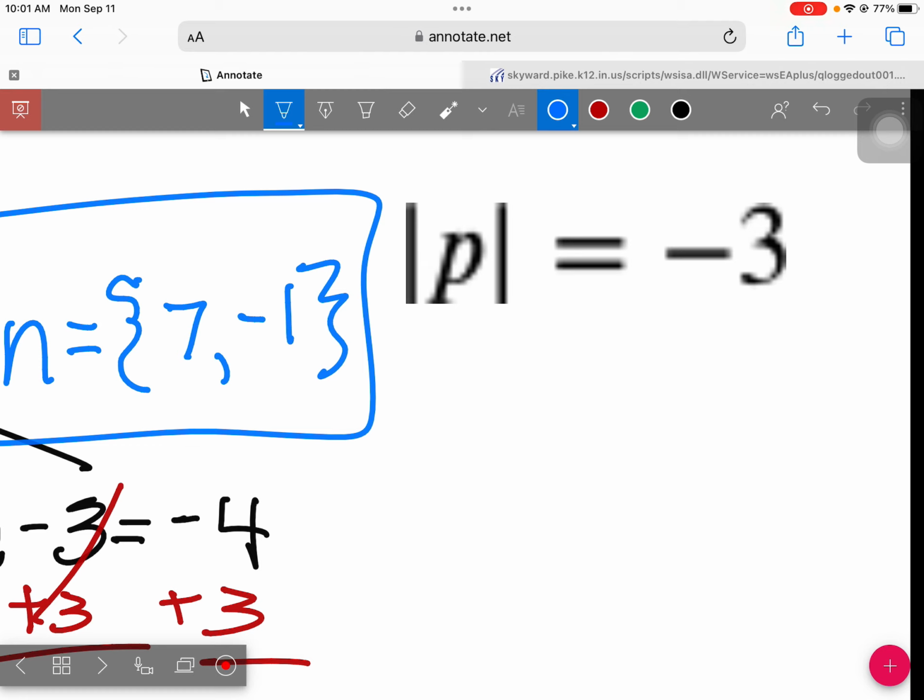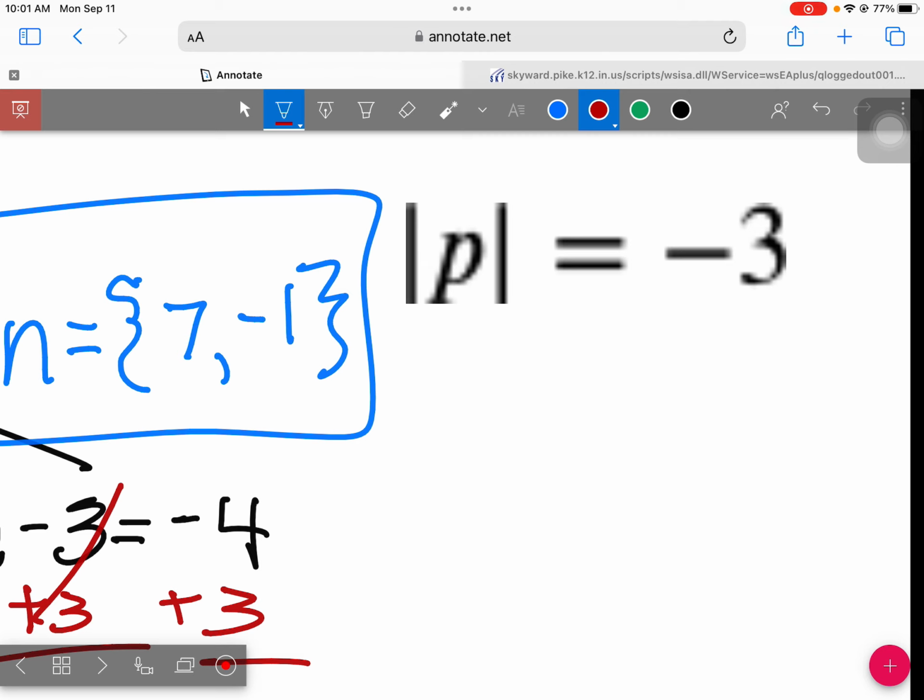The absolute value of P, the absolute value of some number, is equal to -3. How would you approach this problem? Okay, same as the first one, maybe. So is P isolated? Is it by itself on the left-hand side? All right, so what would we do? Do we separate into the two cases?